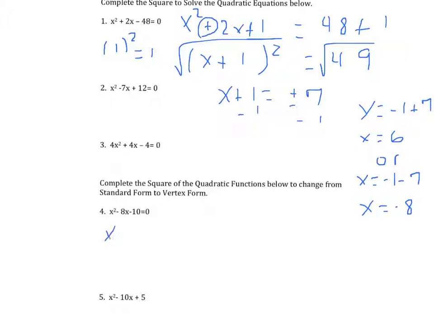So you have x squared minus 8x, and I'm going to stay on one side of the equation, so I'm just going to move the minus 10 over, and I'm still going to figure out what I need to add for c here. So half of the middle term, half of 8 is 4, and when you square that, you get 16, and so you're going to put plus 16 there.